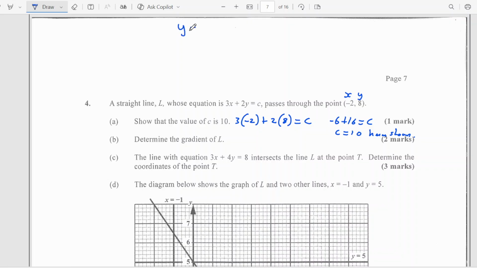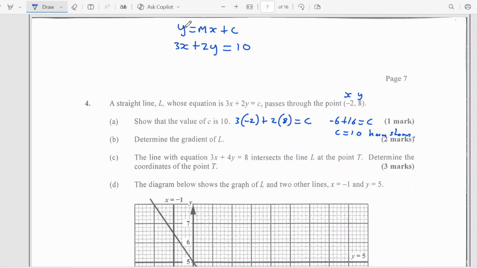Alright, so I want to put it in the form y is equal to mx plus c, right? So what we have is 3x plus 2y equal to 10. We want to get y by itself. So what can we carry across first there? The 3x.